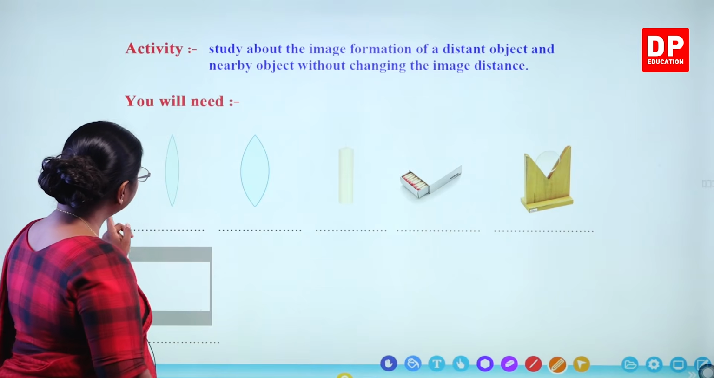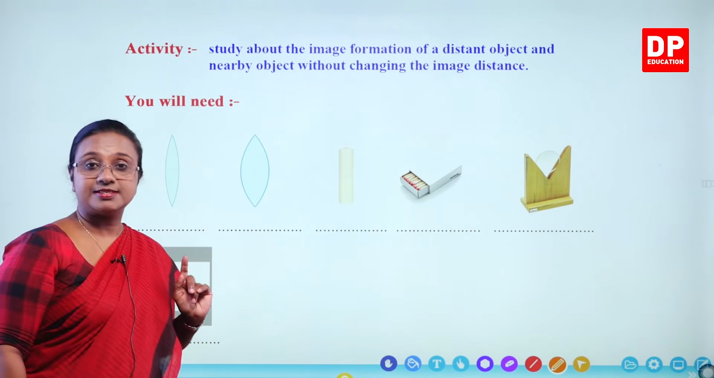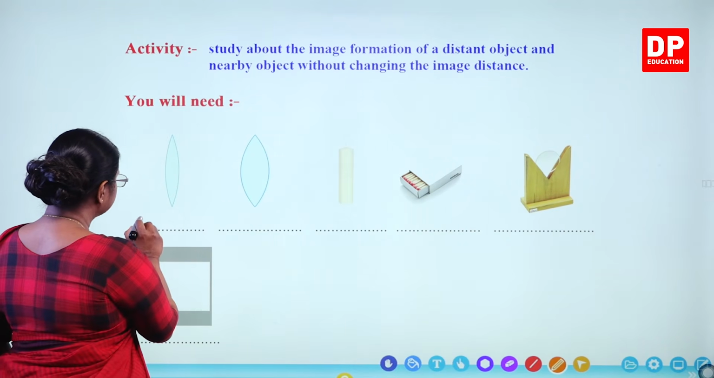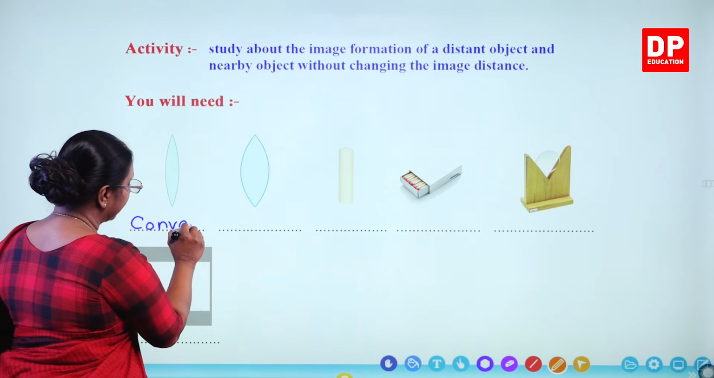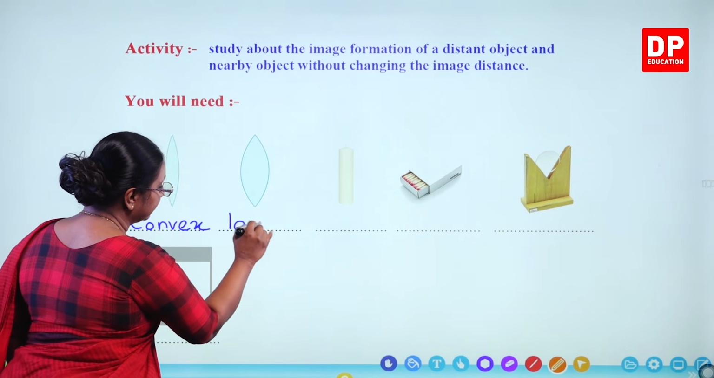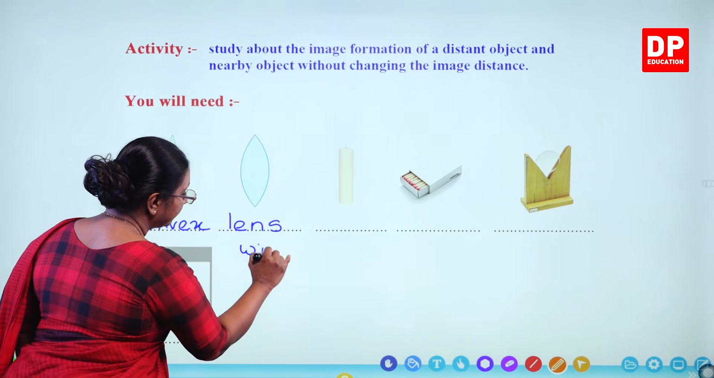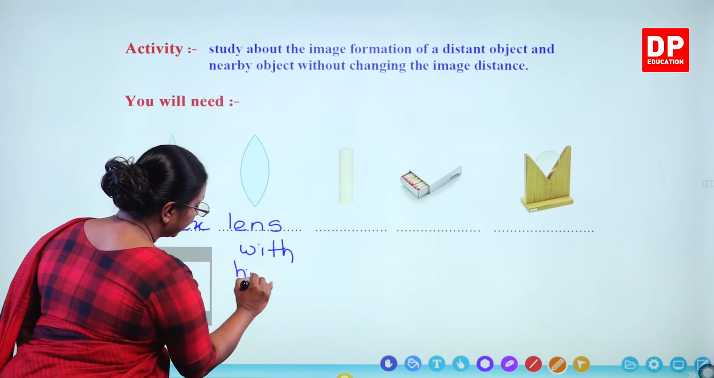To do that, we need two convex lenses. Both of these are convex lenses. I will write it commonly here: convex lens with high curvature.